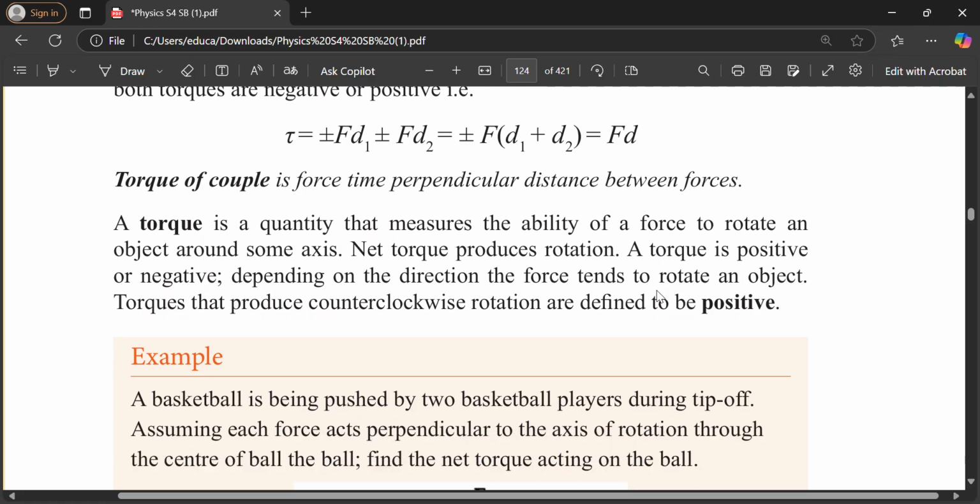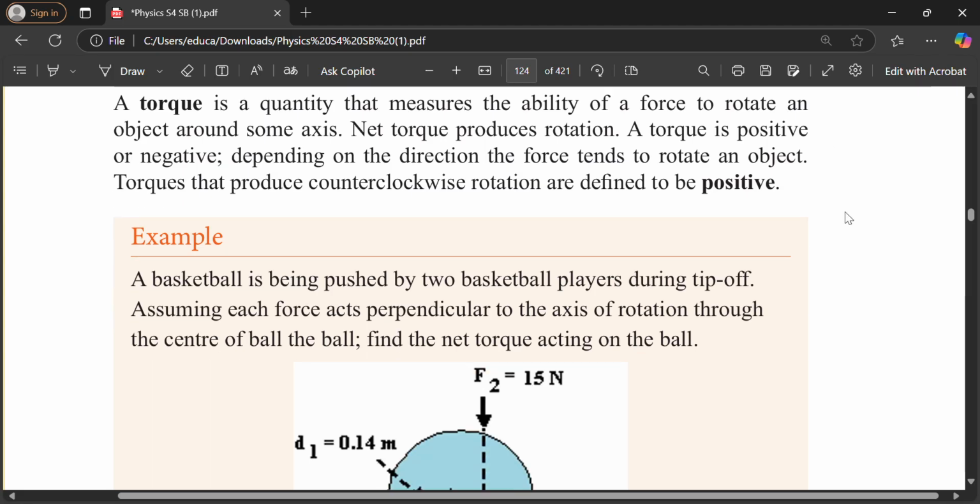So the torque of a couple is a force times the perpendicular distance between the forces. To get the torque of a couple, we take the force multiplied by the perpendicular distance between those forces. Then, what is a torque? A torque is a quantity that measures the ability of a force to rotate an object around some axis. That is, the ability of a force to rotate an object about an axis.